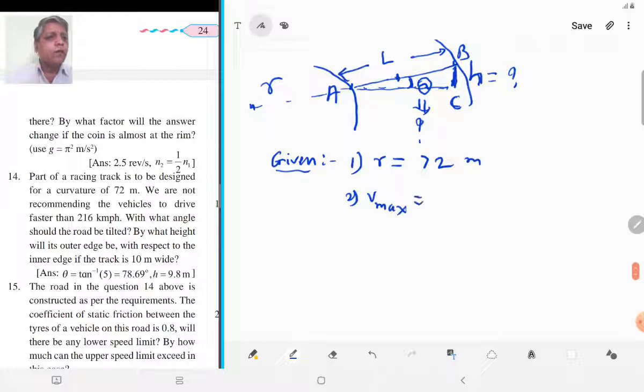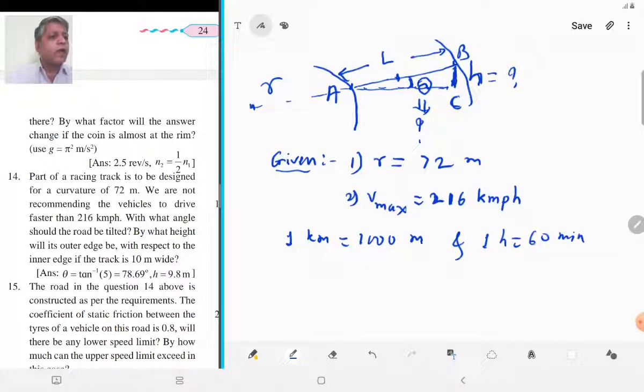Is equal to 216 kilometer per hour. In this way it is given. 1 kilometer is equal to 1000 meter and 1 hour is equal to 60 minutes, and that is equal to 60 into 60 seconds.